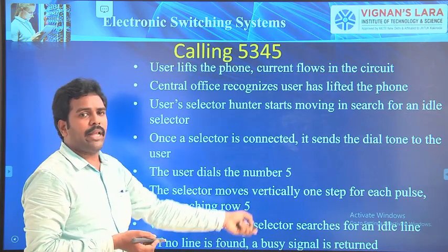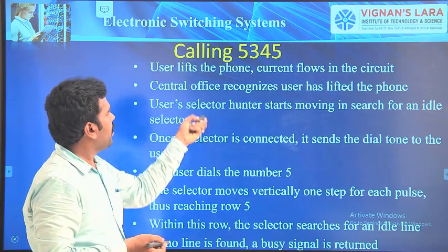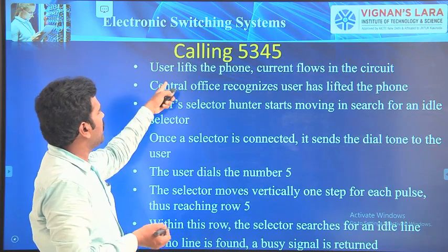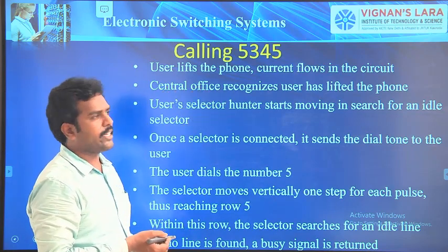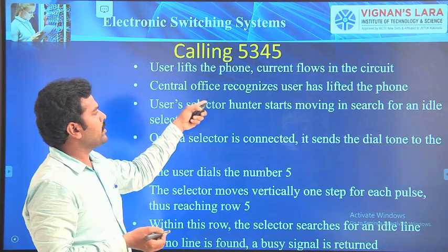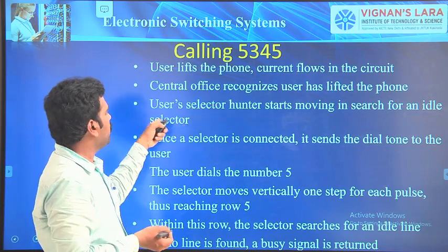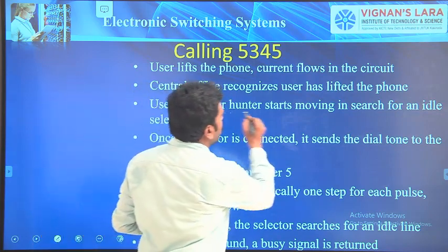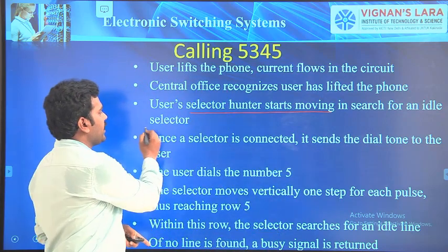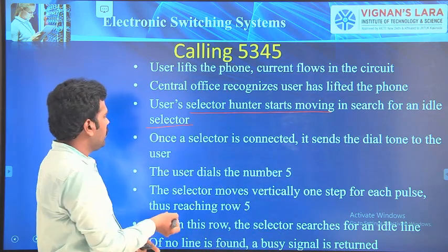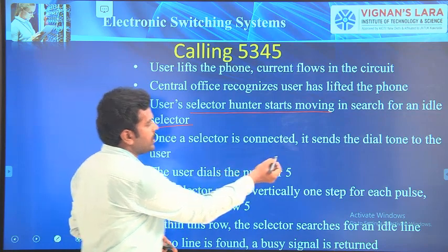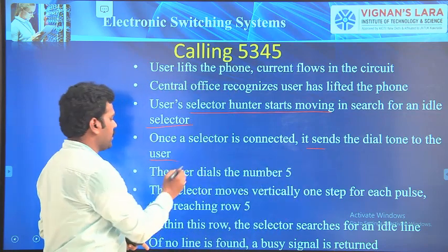This is the process that I have explained now. Calling 5345. The user lifts the telephone set and current flows in the circuit. So the central office recognizes the user has lifted the phone. Therefore, the selector hunter starts moving in search of an idle selector or a free outlet. Once the selector is connected, it sends the dial tone to the user.